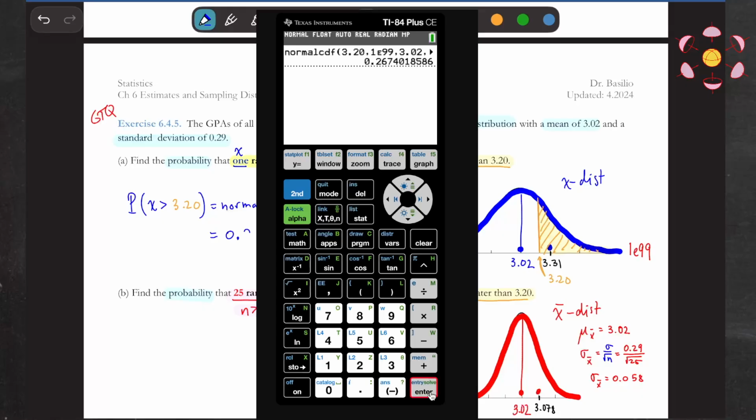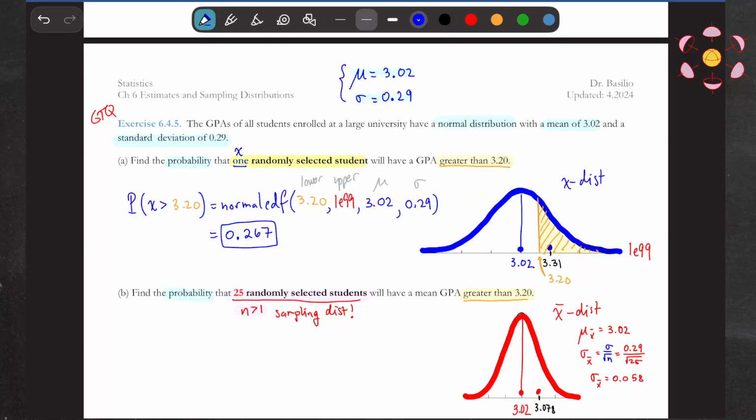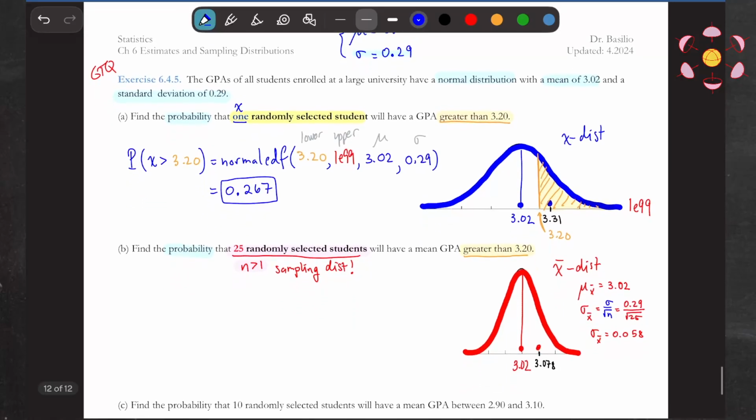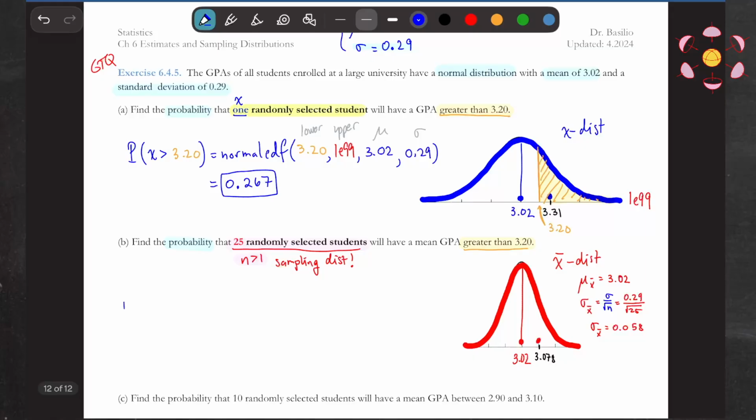So here's our answer to part A. 0.267. Okay, so a little less than 30%. Looking at our blue distribution and the shaded region, that looks about right. Okay, so watch what happens with part B though. What is it that we want to do for part B? Since we're doing a 25 sample, this is when it's the sampling distribution.